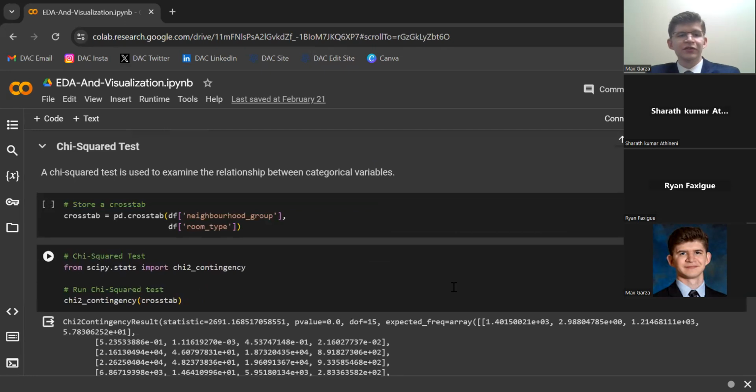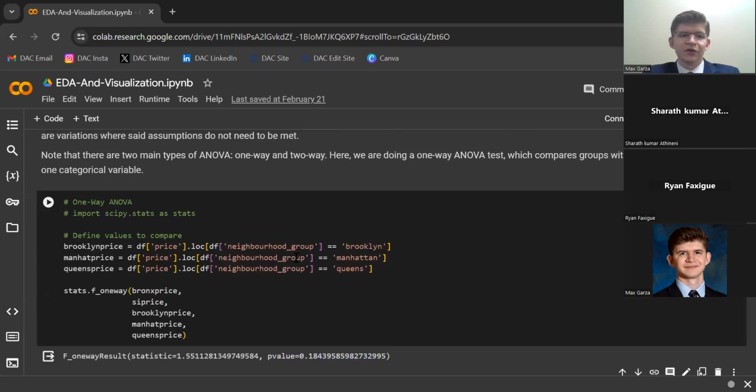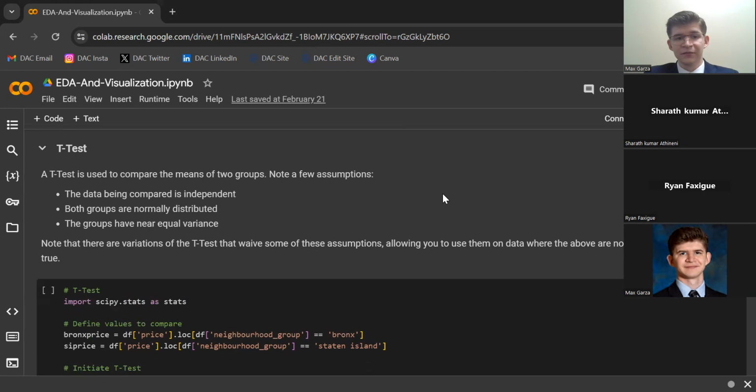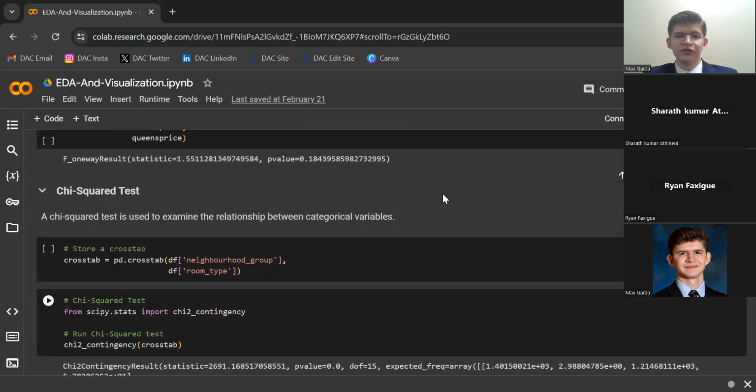Now, a chi-squared test is a bit different. If we look at what we've been comparing with ANOVA and the t-test, we're looking at means, which means that we are looking only at the differences in quantitative or numeric variables. However, a chi-square test can look at the relationships between categorical variables. For instance, in this case, we can look at the relationship between the neighborhood group and the type of rooms that occur in those neighborhood groups. So, for instance, we can look and see how many whole houses or apartments are occurring, and then compare that between Staten Island and Brooklyn.